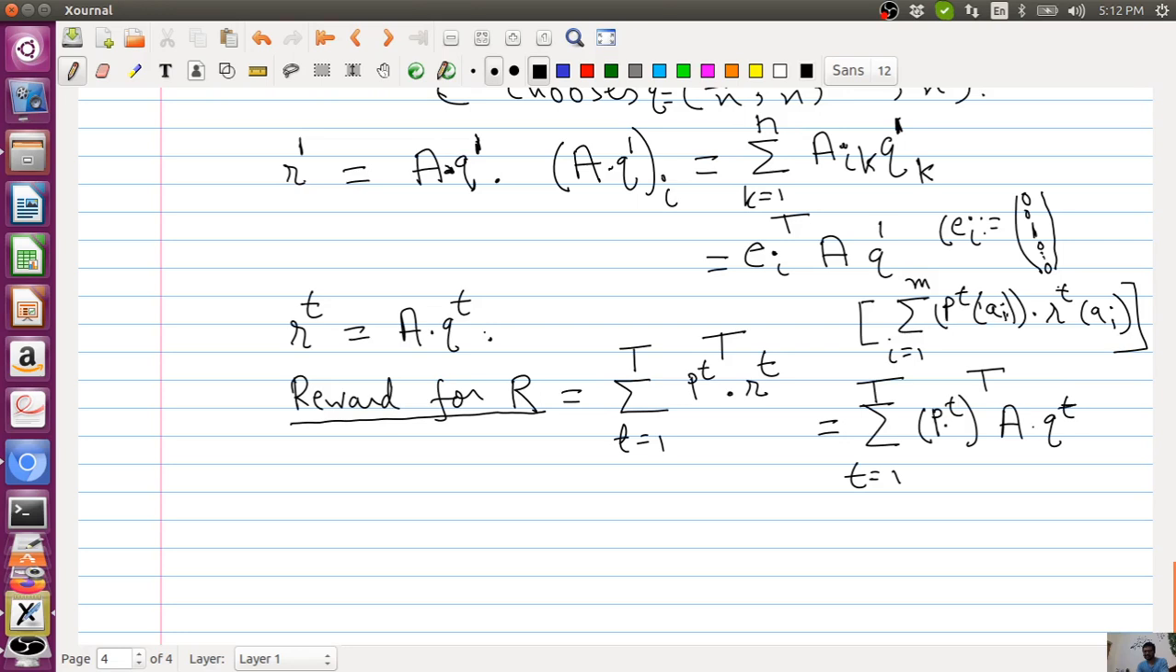So there is again another overloading of notation. I hope it won't be confusing. So this capital T denotes the time step, the number of time steps for which we play the game, and this capital T denotes the transpose of this column vector Pt. Okay. So this is the reward for R.